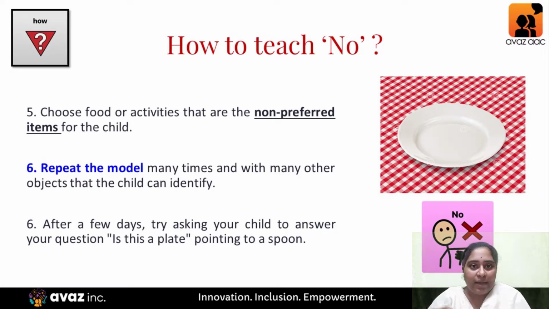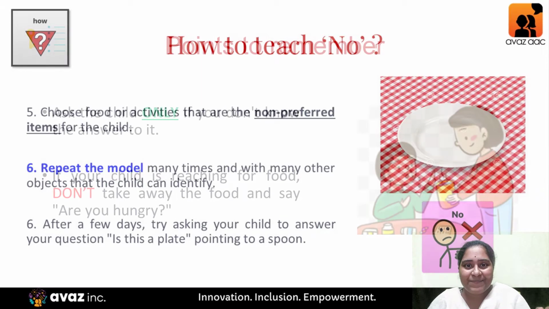to random items at home and ask. For example, you can point to a book and ask, is this a book? And see if the child says yes, it is. And in another context, you can say, is this a table? By pointing to a chair. And see if the child says, no, this is not a table, this is a chair.